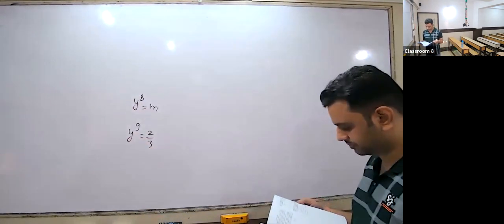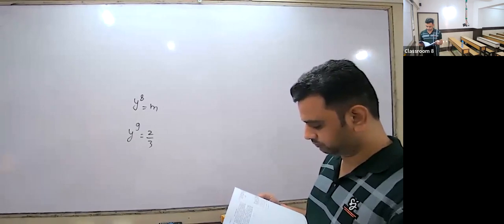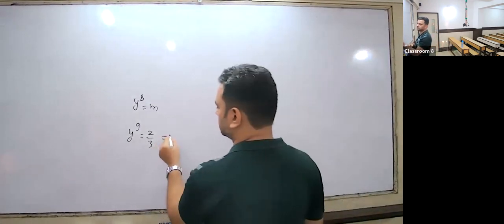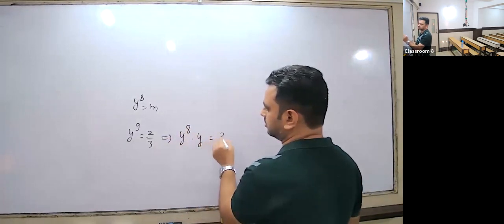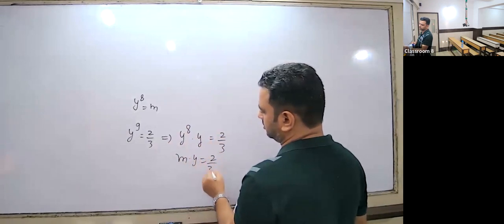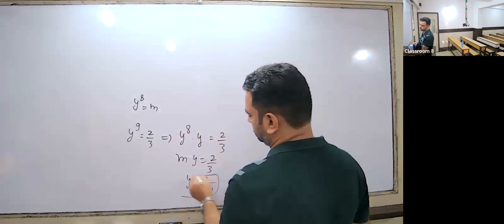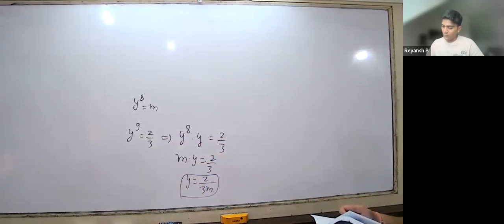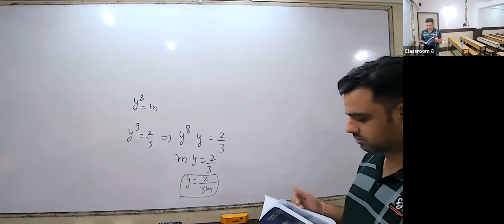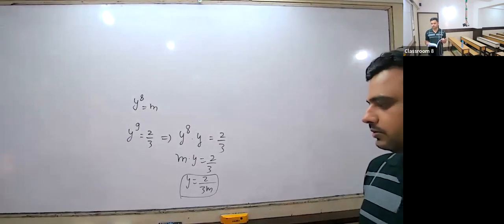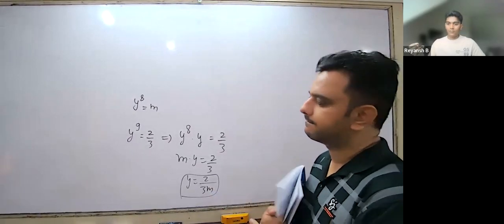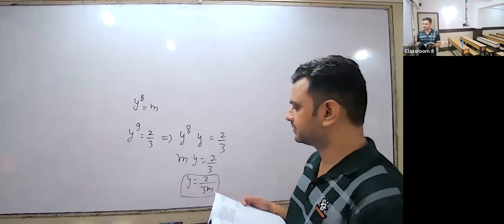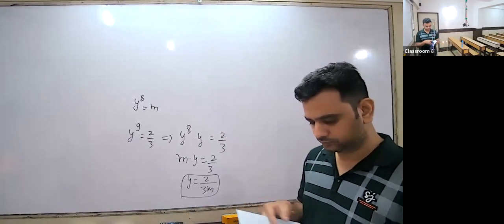So what is the value of y in terms of n? Which option? B. Okay, makes sense. I forgot to make a equal to 2 or 3. Okay.